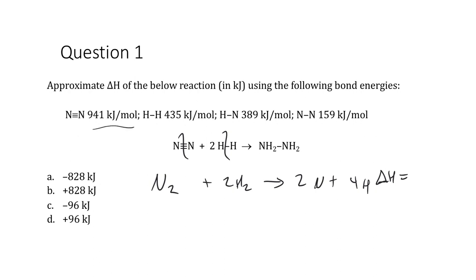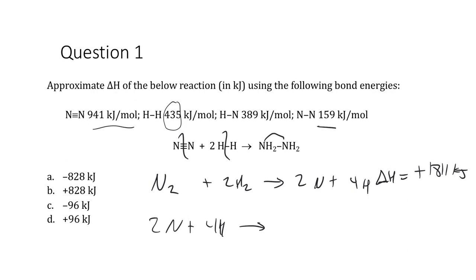941 kilojoules per mole times 1 mole of N2. So that's 941 kilojoules. And then we're going to add 2 times the 435 kJ per mole for the 2 moles of H2. So that means it takes 1,811 kilojoules to break the bonds in the reactants. And then we're going to get the energy back when we take the 2 nitrogens and the 4 hydrogens and recombine them to have a nitrogen-nitrogen single bond. So that's 159 kJ per mole.